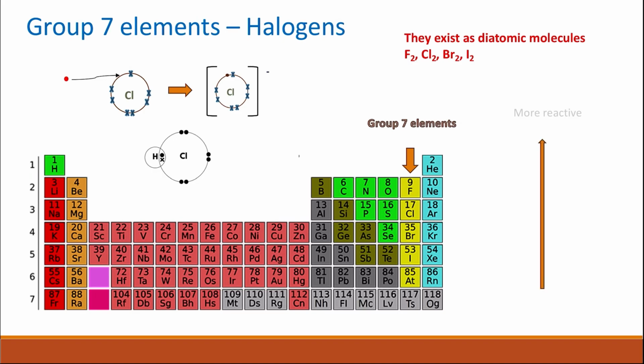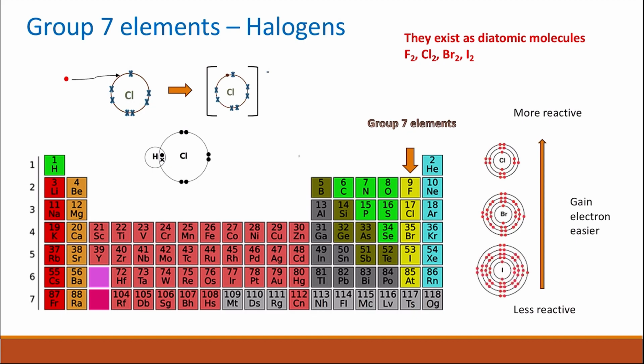As we go down the group, we can see that the reactivity decreases. So they are more reactive at the top of the group, less reactive as we go down. And this is related to how easily an electron can be gained, because all the chemical properties are related to gaining an electron. As we go down the group, the size of the atom increases, which means that the positively charged nucleus becomes further away from the outermost shell of electrons. So it becomes harder to gain an electron as the size of the atom increases.